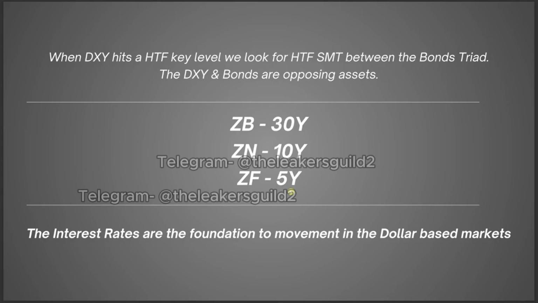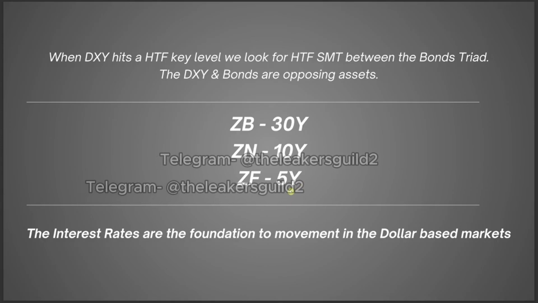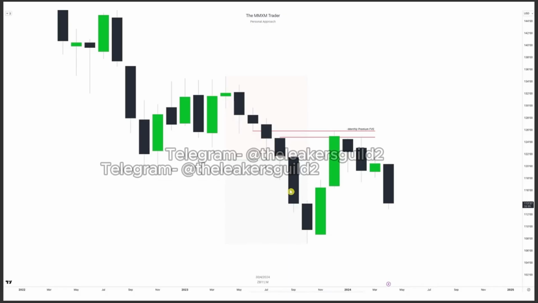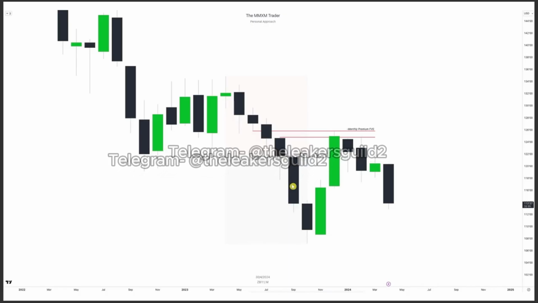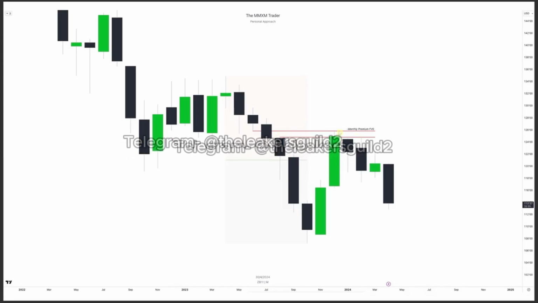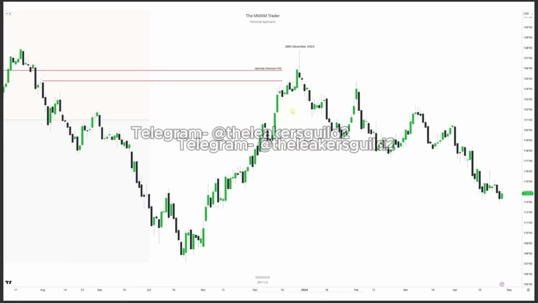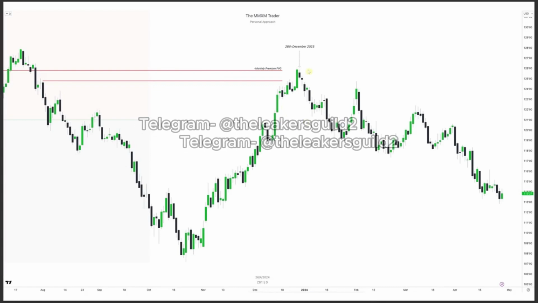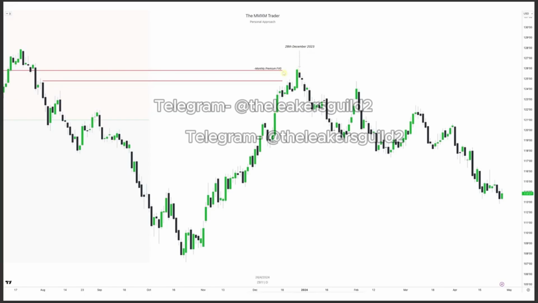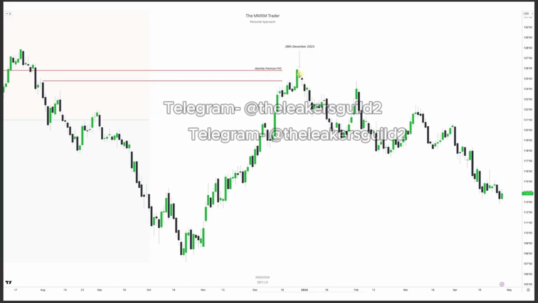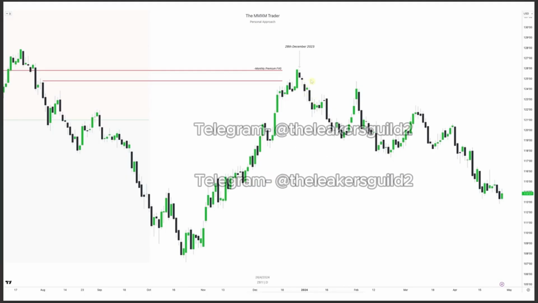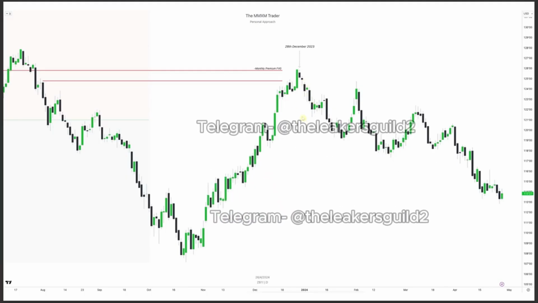And interest rates are the foundation to movement in the dollar-based markets. So we've got the ZB1 chart over here, the monthly chart. We've got an internal range liquidity pool over here where price traded back into. If we go to the daily time frame, right, this is that low on DXY, right, 28th of December. We've got that monthly premium fair value gap. We can actually see the bonds are trading lower at this point in time. So that makes the dollar trade higher, right?